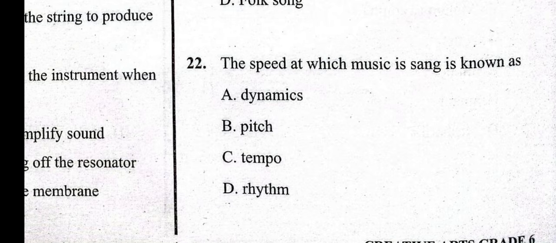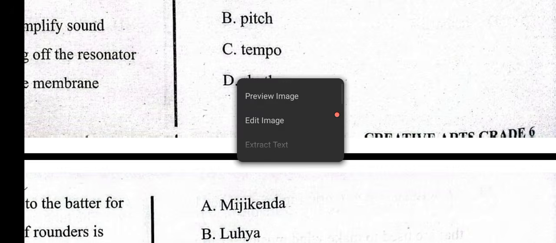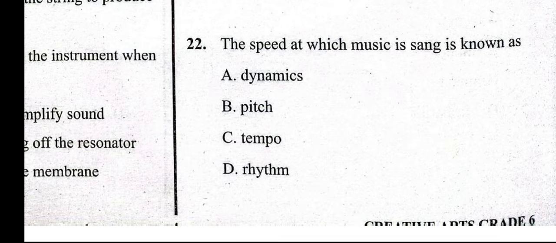Then the speed at which music is sung, the speed of a song, is known as tempo. Then pitch is the highness or lowness. Then dynamics, the loudness and softness. Rhythm, of course, is the pattern of notes and rests. That's number 21. So the correct answer for number 22 is tempo, C.